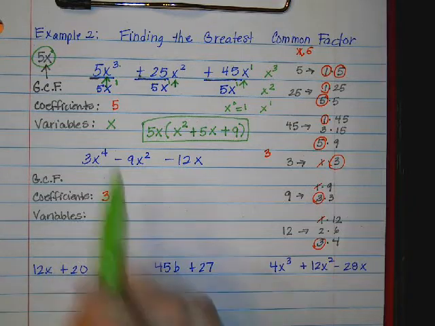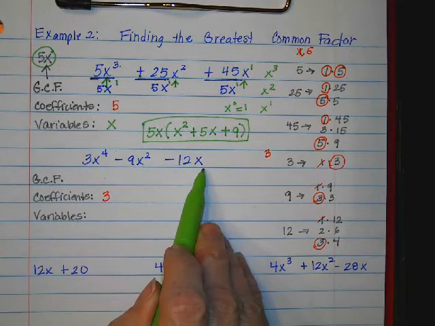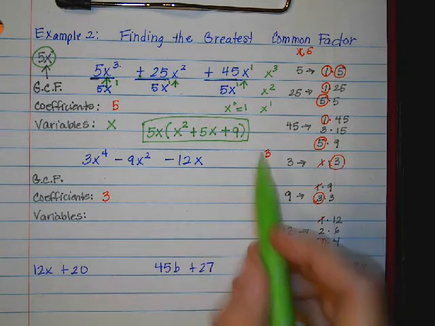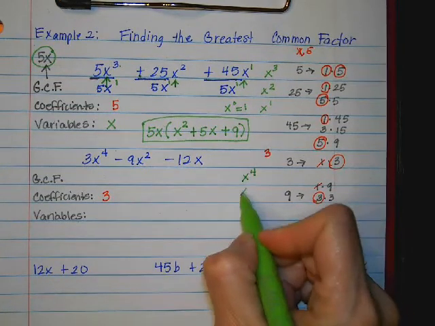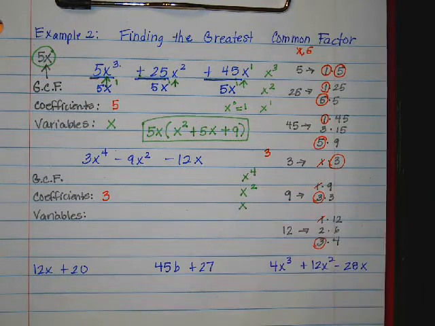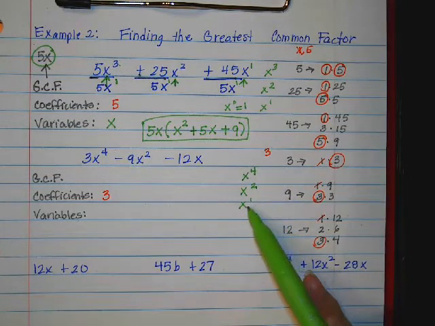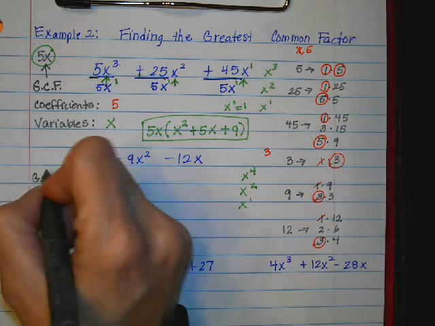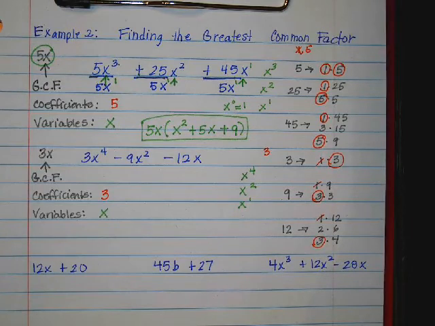Then we look at our variables. Has an x, has an x, has an x. So they all have to have the variable. Everybody in the polynomial, trinomial, binomial, whatever, they all have to have the same variable in order for you to write it down. So the first term has an x to the fourth, the second term has an x to the second, and the last term has an x to the first. So I'll put a first here. So remember with the variables, it's always with the lowest exponent. So we get 4, 2, 1. 1 is the lowest, so just x to the first, making my GCF of this 3x. So that's my GCF.